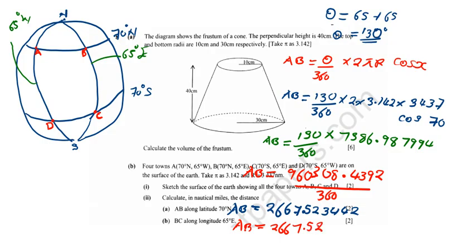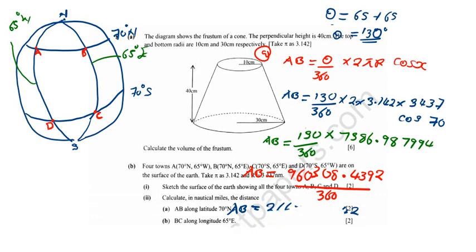Which is in nautical miles. So the units are nautical miles. That's our distance AB. So for part A, we are done. This one was our part A. So now let's solve our part B.